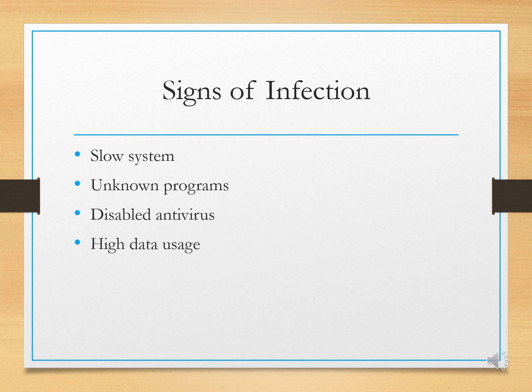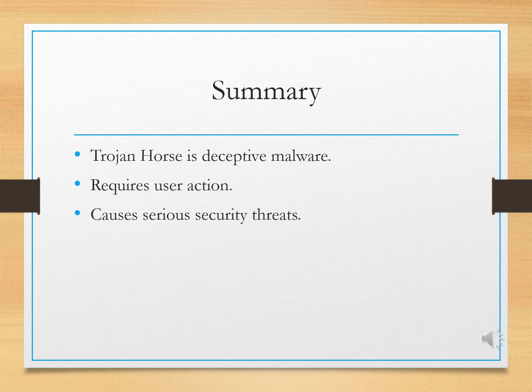How do we know if a Trojan is already inside? Your computer may become slow, unknown programs may appear, antivirus may get disabled. Internet usage may increase suddenly. These are warning signs. Let's quickly summarize.